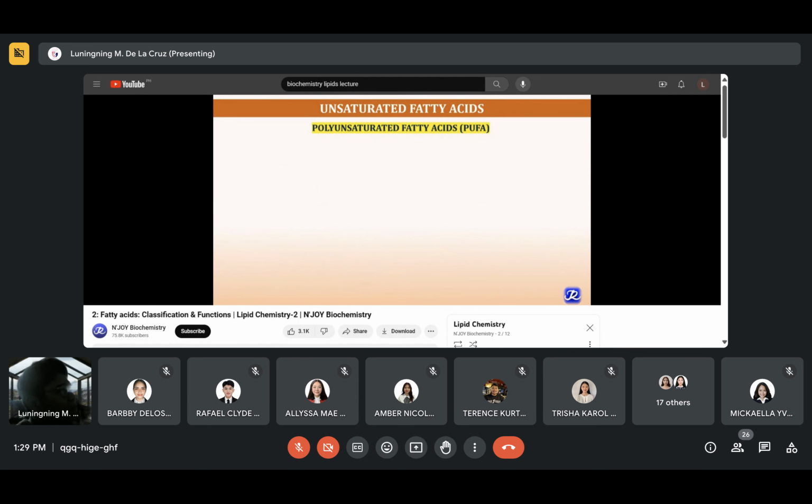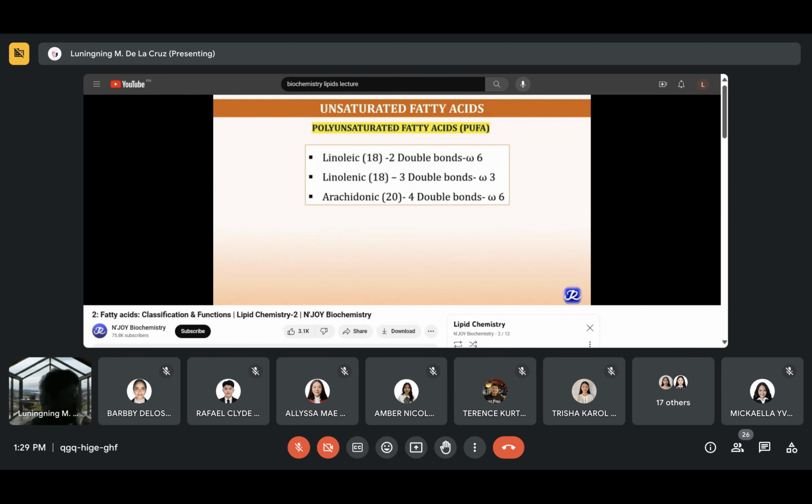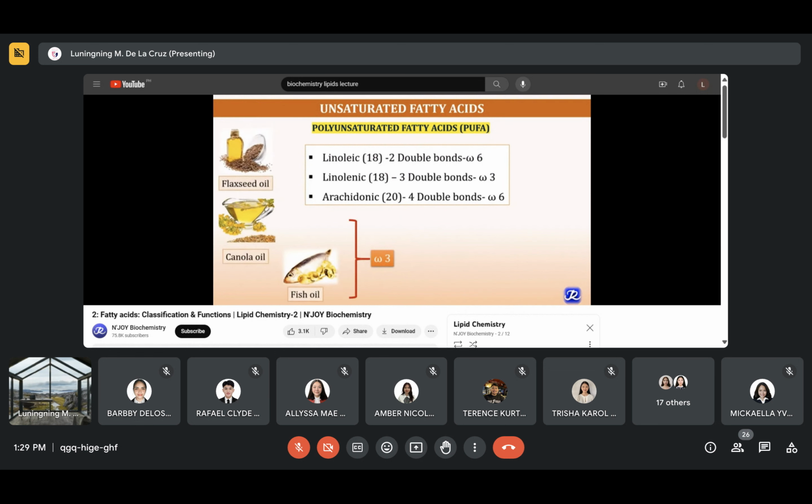Let's see the examples of PUFA, that is polyunsaturated fatty acid, which contains more than one double bond. They are linoleic acid, which has two double bonds and is an omega-6 fatty acid. Linolenic acid is an omega-3 fatty acid, it has three double bonds. And arachidonic acid has four double bonds, it is an omega-6 fatty acid. The sources of omega-3 fatty acids are fish oil, canola oil, and flaxseed oil. The sources of omega-6 fatty acids are soybean oil, sunflower oil, and corn oil.